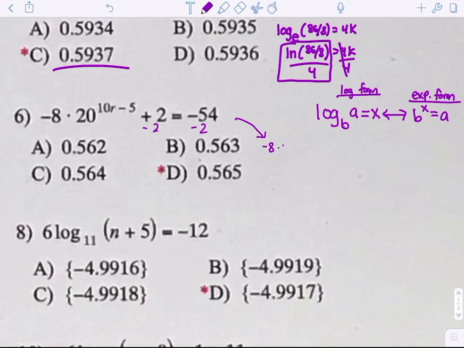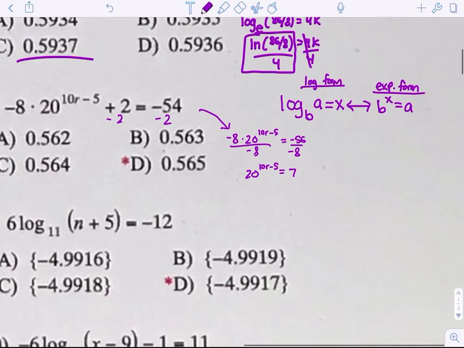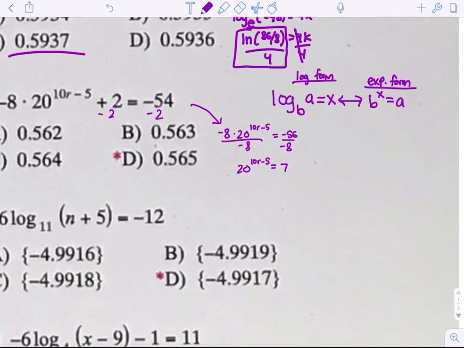Negative 8 times 20^(10r-5) is equal to negative 56. Divide both sides by negative 8. 20^(10r-5) is equal to 7. This is exponential form, so now we gotta get to log form. So we got log base 20 of 7 is equal to 10r minus 5.